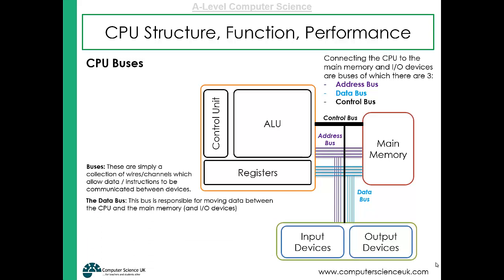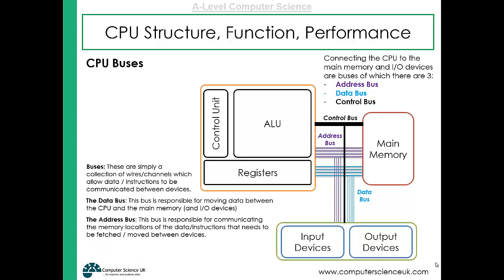The data bus is responsible for moving data between the CPU and the main memory, and also the input and output devices, but it's data that goes along the data bus. The address bus communicates memory locations, so where the data is to be stored or where the data is to be retrieved, but it's addresses that move along the address bus. Don't get those confused, okay? Addresses on the address bus, data on the data bus.